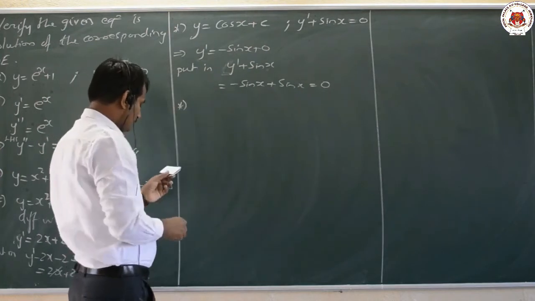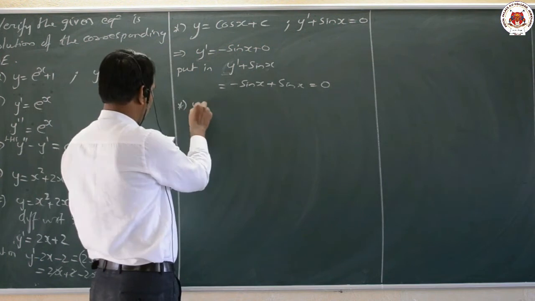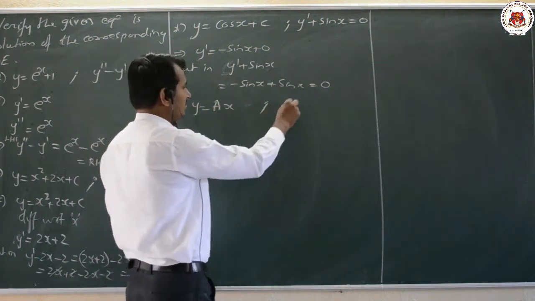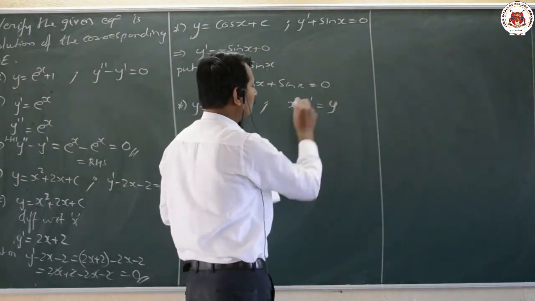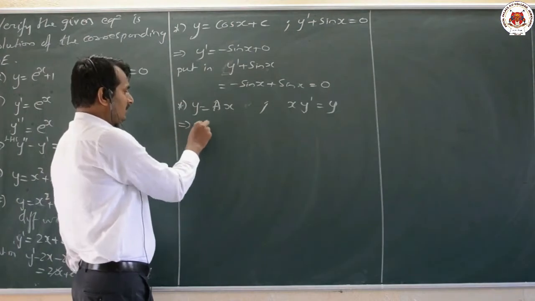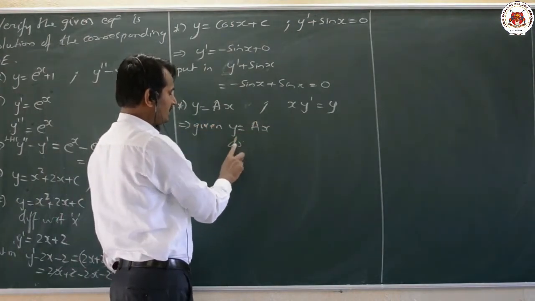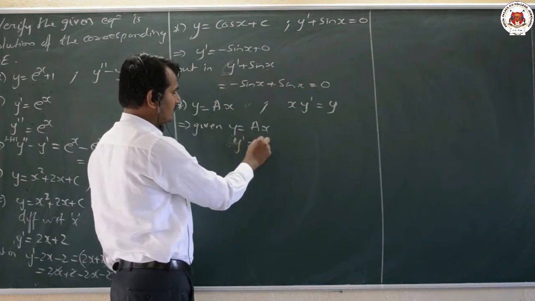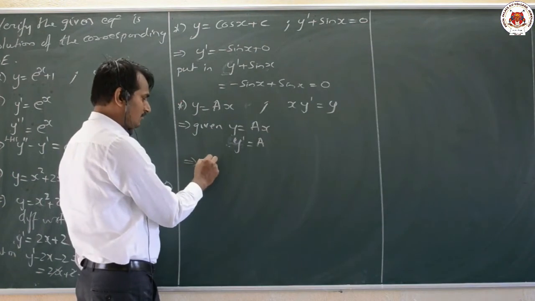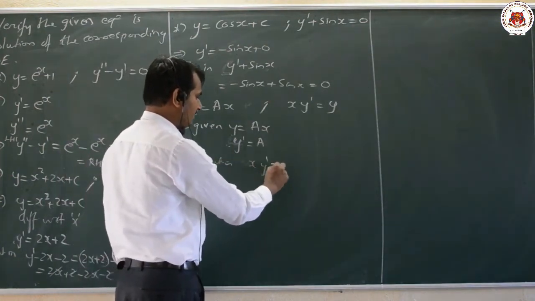Okay, fine. The next question is also simple. That is y equal to a into x, and the equation is x into y dash equal to y. Now here, given y equal to ax, differentiate, that is dy by dx, or y dash equals a. Now put this in x into y dash equal to y.